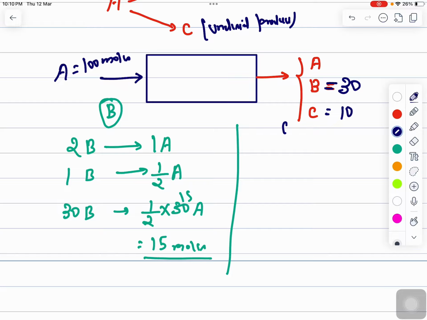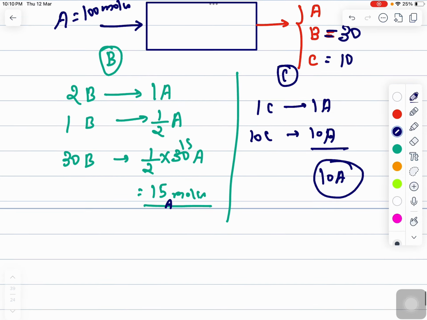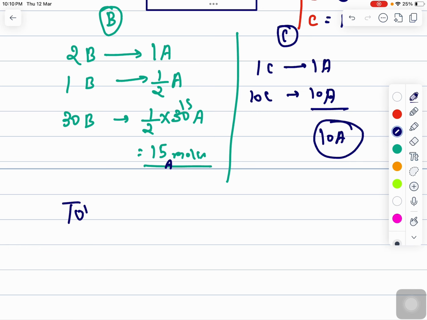Now if I am talking about C, 1 mole of C is being produced by 1 mole of A. So 10 moles of C is being produced by 10 moles of A. So 10 moles of A will be required here, and 15 moles of A will be required here. So total how much? Total 25 moles of A got converted.